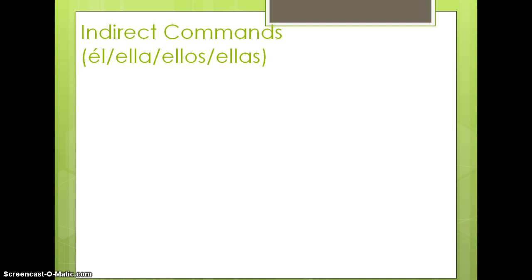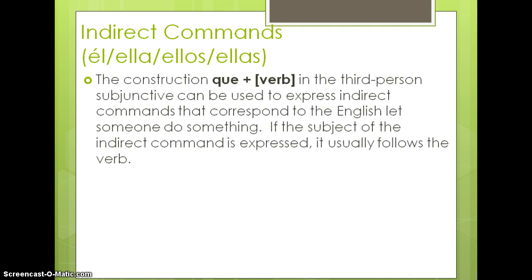Last thing we need to look at with our commands are our indirect commands. These are, if they're for él, ella, ellos, and ellas, these are very specific situations. The construction que plus the verb in the third person subjunctive can be used to express an indirect command. And it corresponds to kind of what we want to say in English when we want to say, let someone do something. Let them do that. If the subject of the indirect command is expressed, then it usually follows the verb. I'll give you some examples of this, which will hopefully help clear this up.